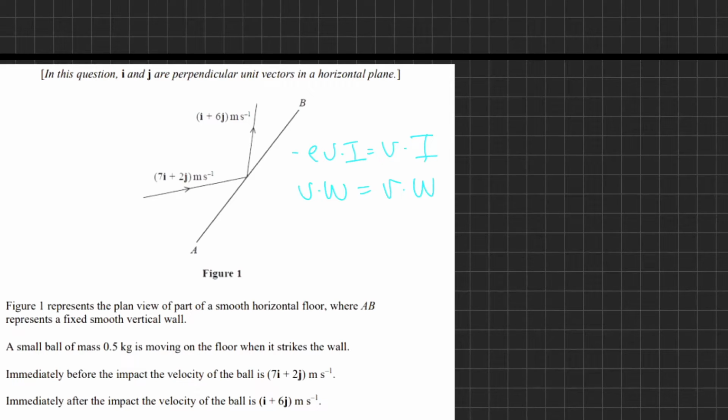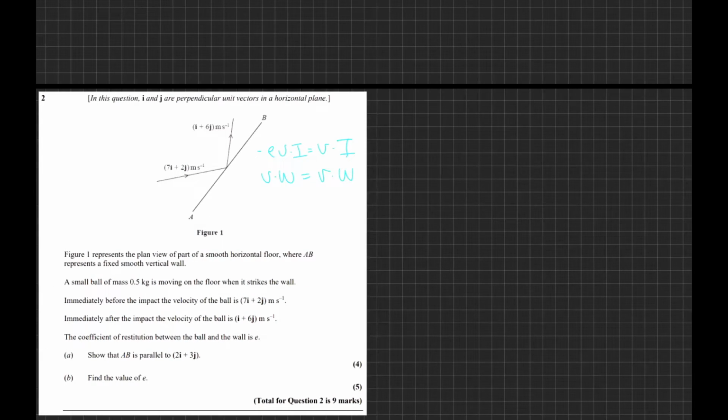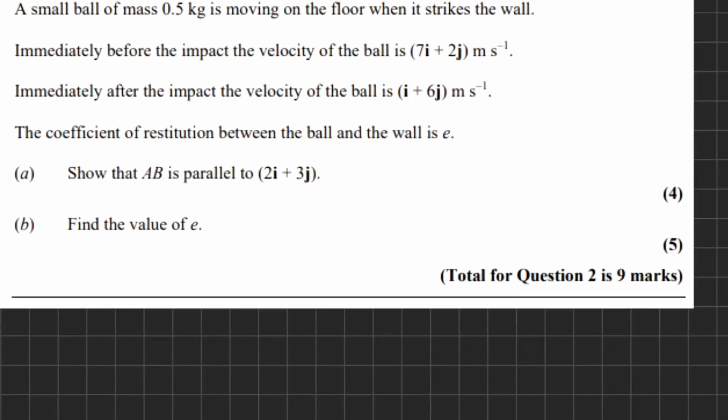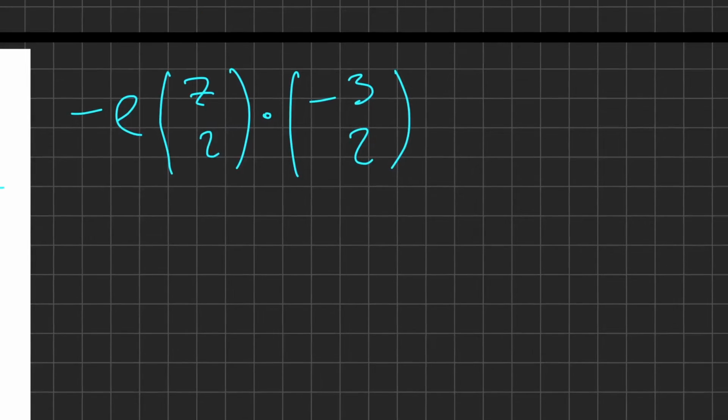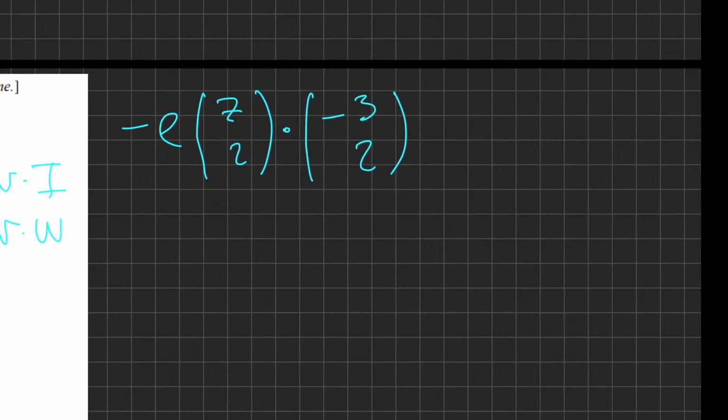So minus eU dot I equals V dot I. Let's put this into place. What's U? Well, U is (7, 2), dotted with I. We know from our previous part of the question that I is (minus 3, 2). However, if we were struggling with part A and didn't know that, we always know that the wall vector is perpendicular to the impulse vector, so we could just flip these two components, the 3 and the 2, and then make one of them negative, and that'll give us our impulse. That's how you find a perpendicular vector to a 2D column vector.